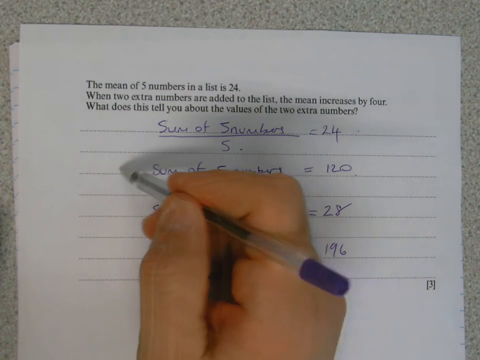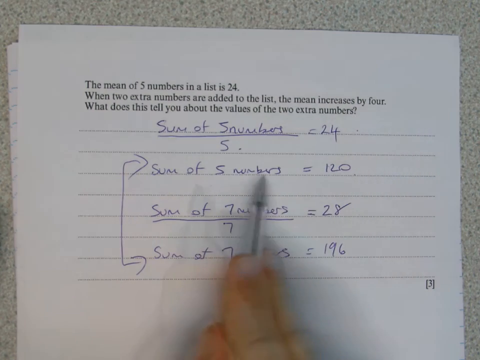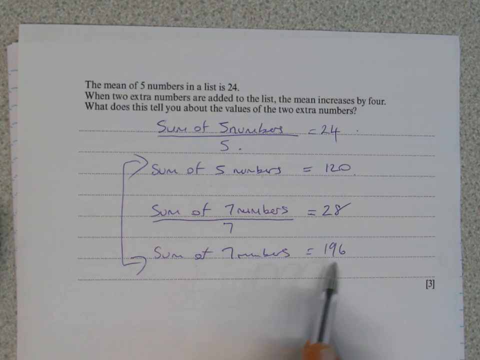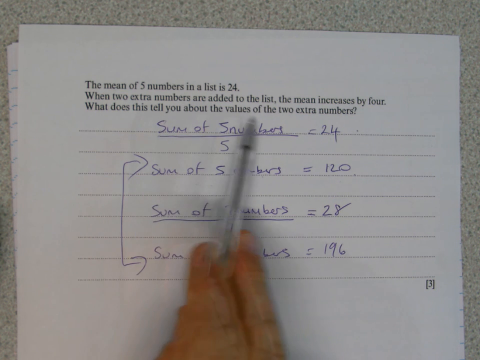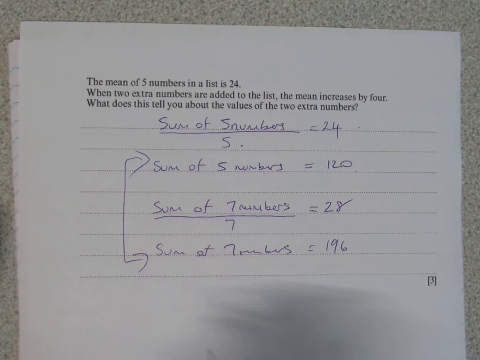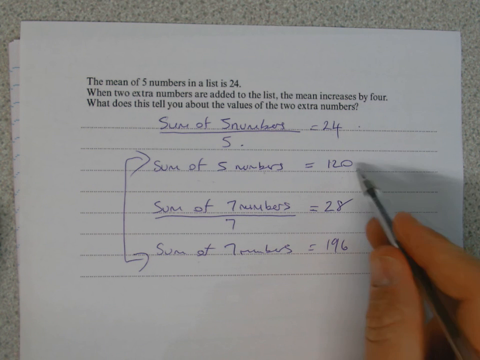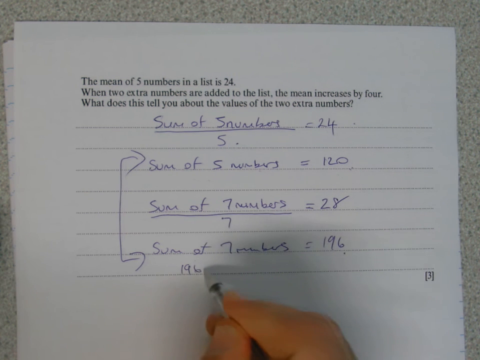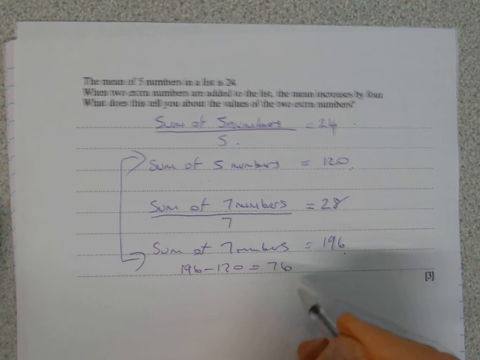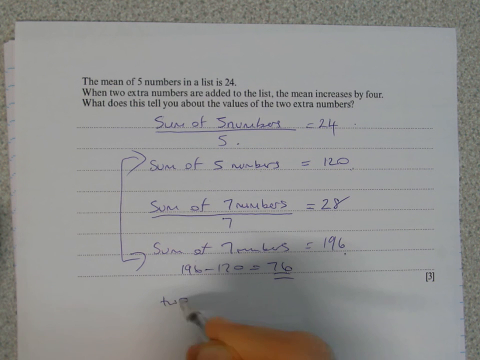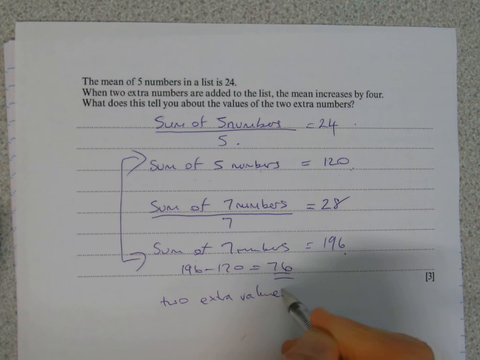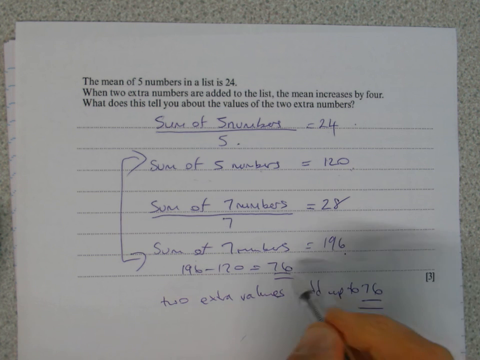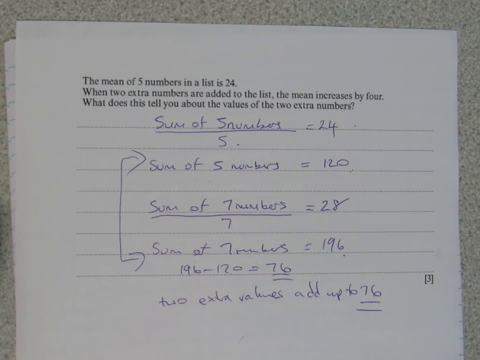Now just compare these two. The sum of 5 numbers is 120. The sum of 7 numbers is 196. What does that tell you about the value of the 2 extra numbers? Well, look, the sum has increased. The sum of 5 numbers is this, the sum of 7 numbers is this. So if we look at the gap, that becomes 76. So the 2 extra values contribute, don't they? 76. So in other words, the 2 extra values add up to 76. Okay, so we've given information about the 2 extra numbers, and we've answered our question.